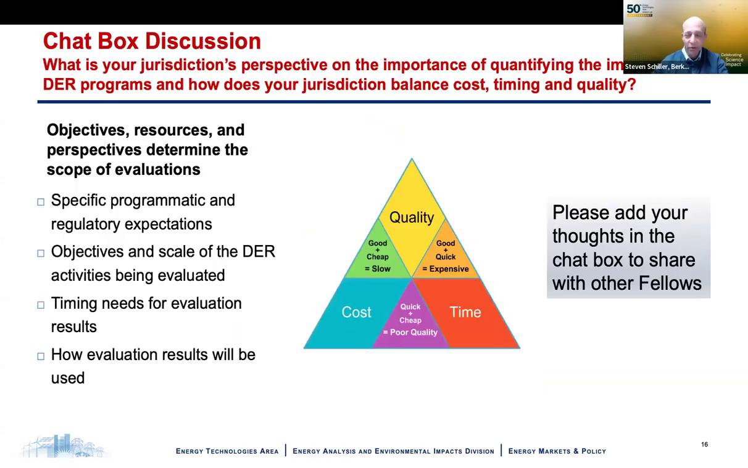And this is going to be my next opportunity for you to maybe share some thoughts among yourselves in the chat box, or if someone has a particular comment they'd like to make about how you look at your perspective. Where are you all at, and the importance of having strong evaluation results, high quality ones. What's the importance of quantifying those impacts versus the importance of balancing cost and timing and quality. So if you like, add your thoughts in the chat box with your fellows and think about this, because as you put together your programs and your evaluations, these are the three factors that you're going to be balancing. Leave this up for a second.